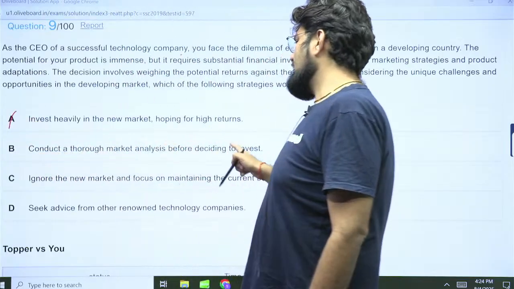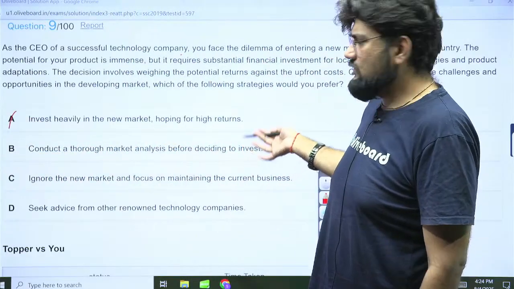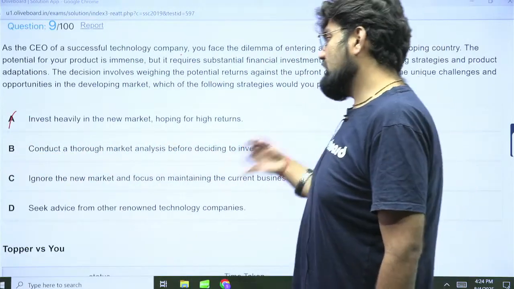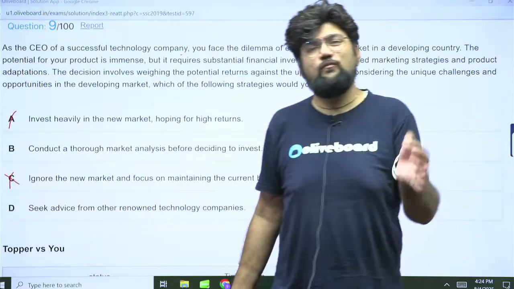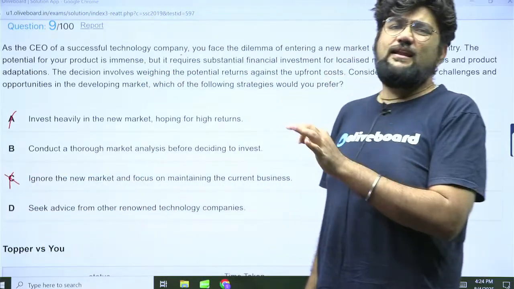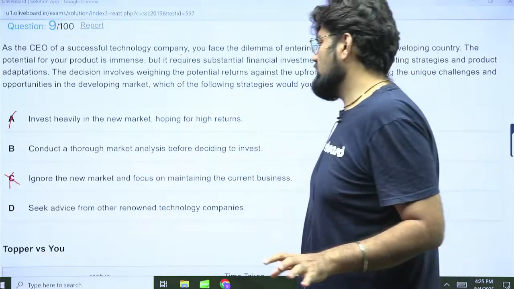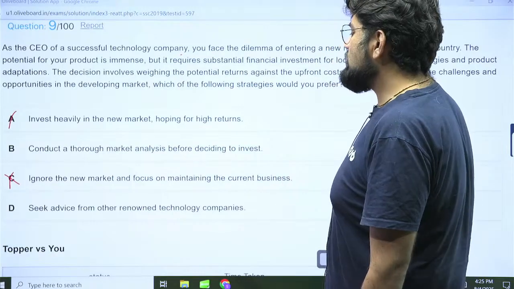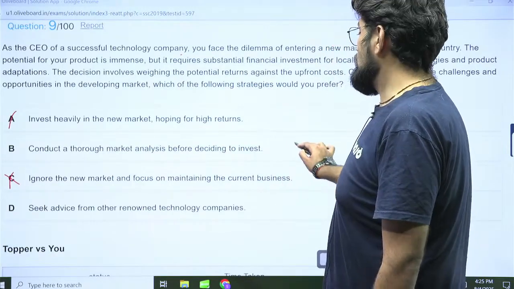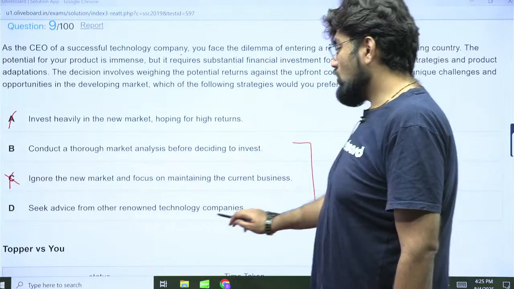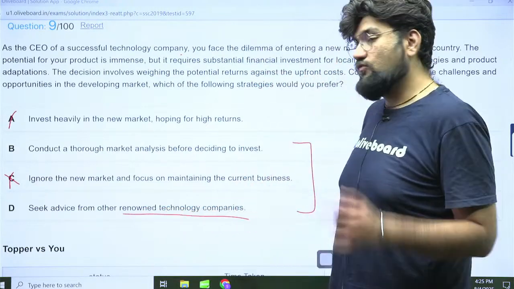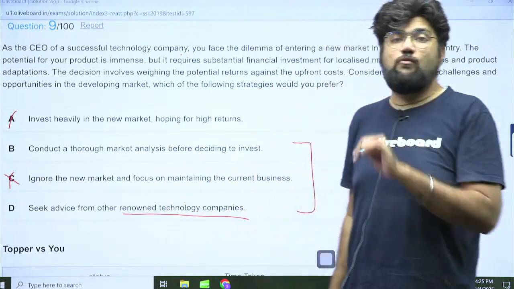Conduct a thorough market analysis before deciding to invest. This is fair, I think, but you read the others. Ignore the new market. Some of the options will be very obviously incorrect for you, extremely negative, extremely unwanted, so ignore them right away. And seek advice from other renowned technology companies. Now, these two can be correct, but we are not sure whether these other renowned technology companies will be in the same market or not, with the same product or not.